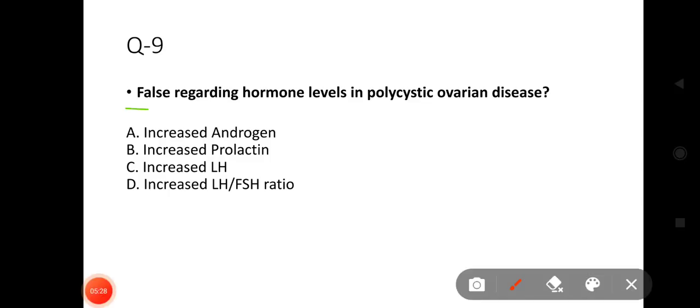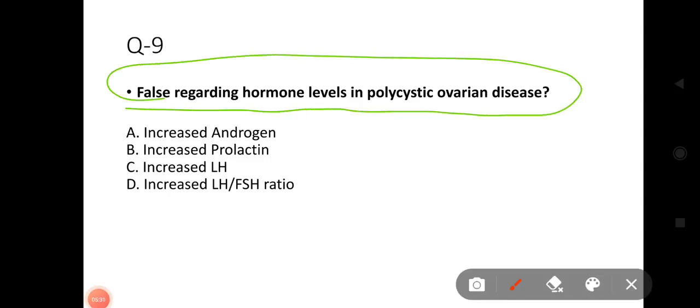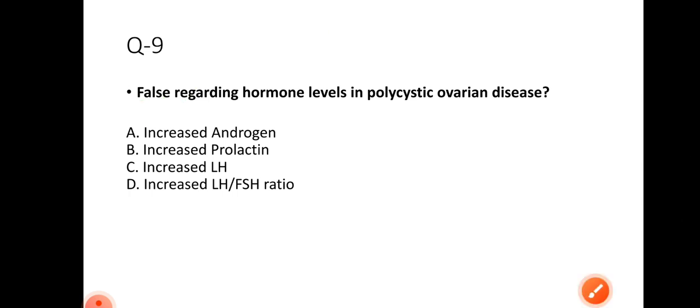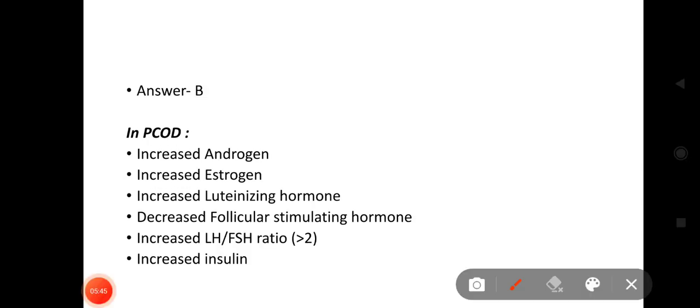Next is false regarding hormone levels in polycystic ovarian disease. This is an important topic, PCOD and changes in hormonal levels in PCOD. The options are, they have asked false: increased androgen, increased prolactin, increased LH, increased LH-FSH ratio. The answer is B, that is increased prolactin is false. We will just go through shortly.